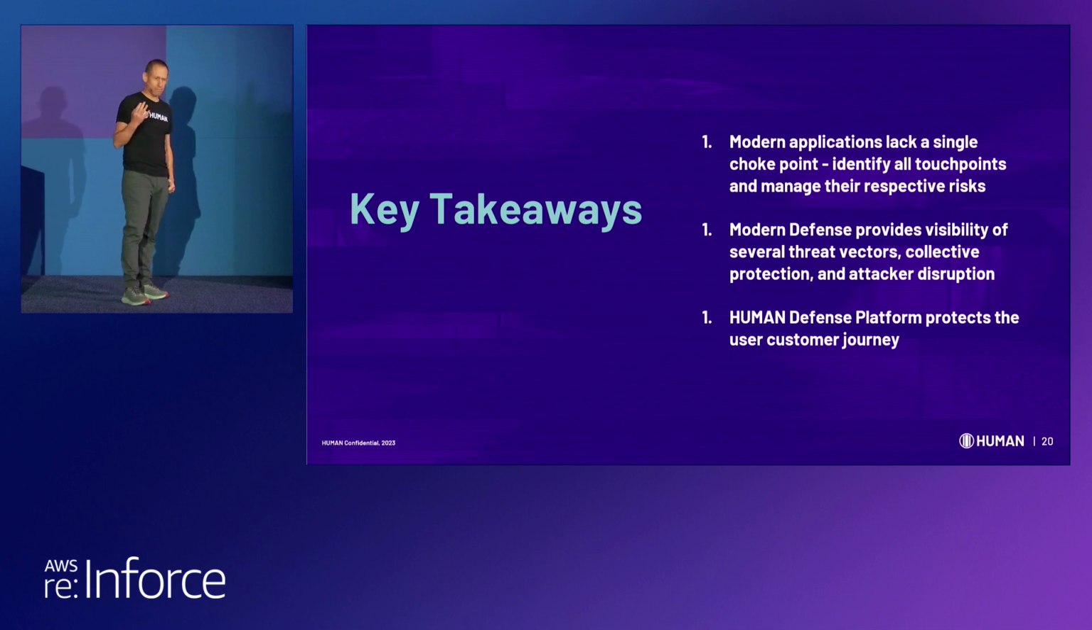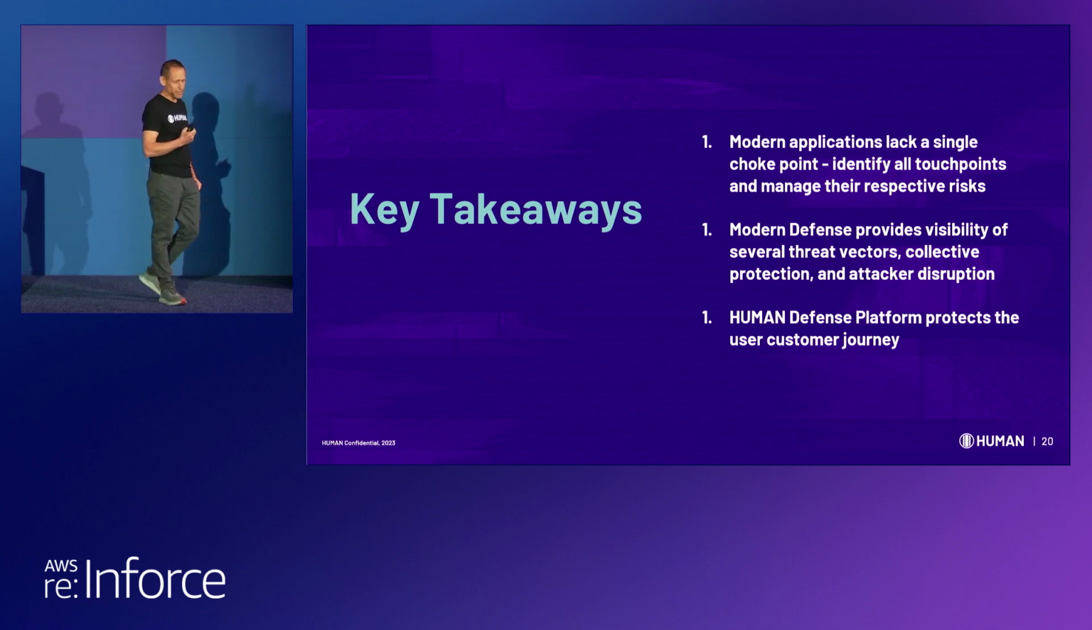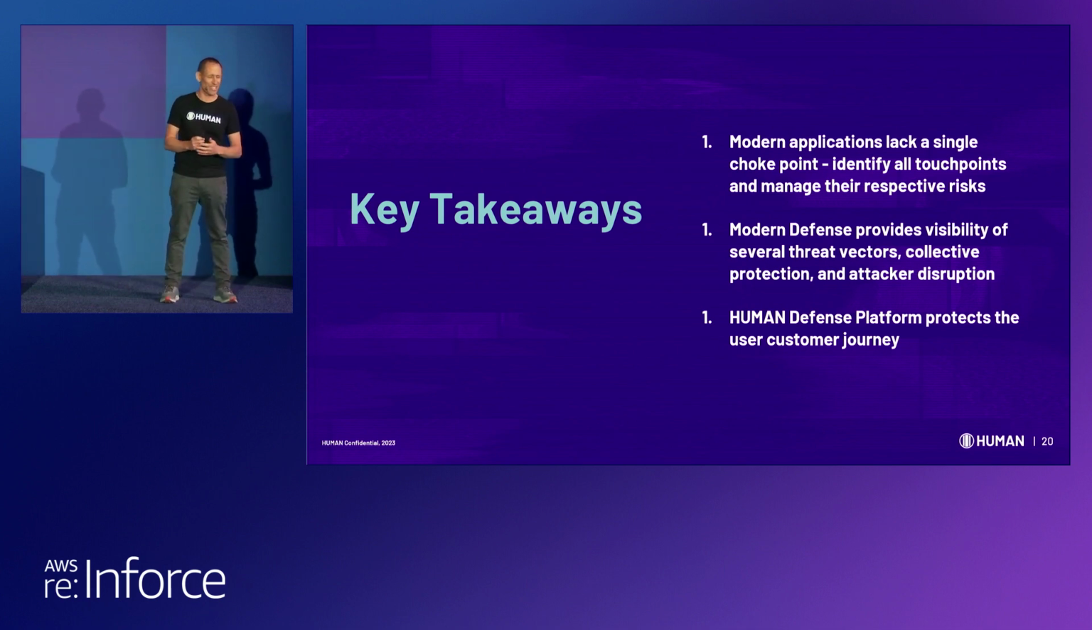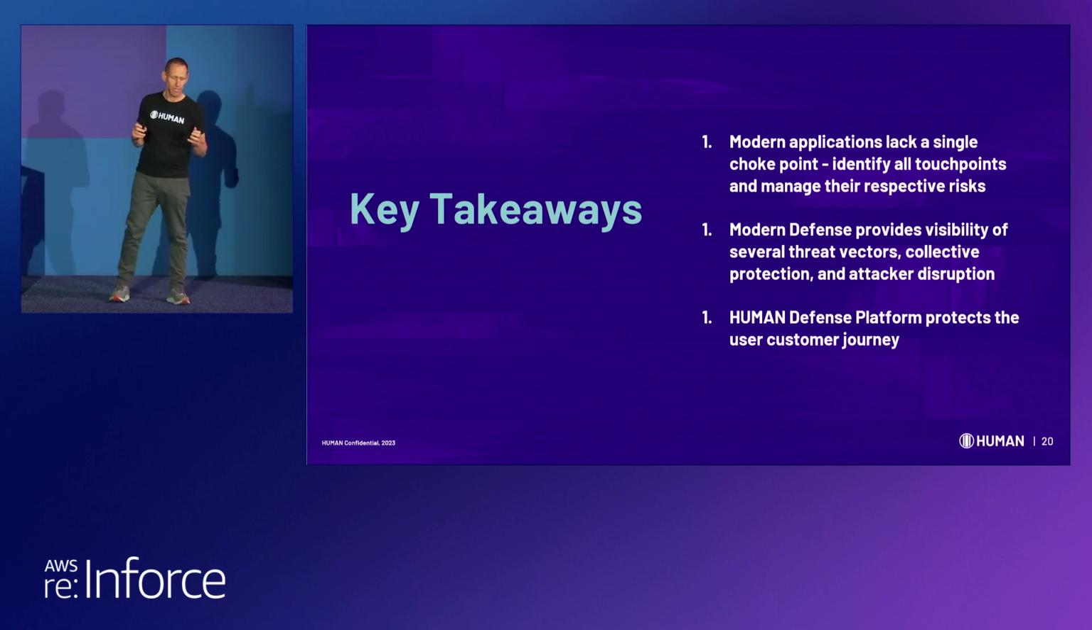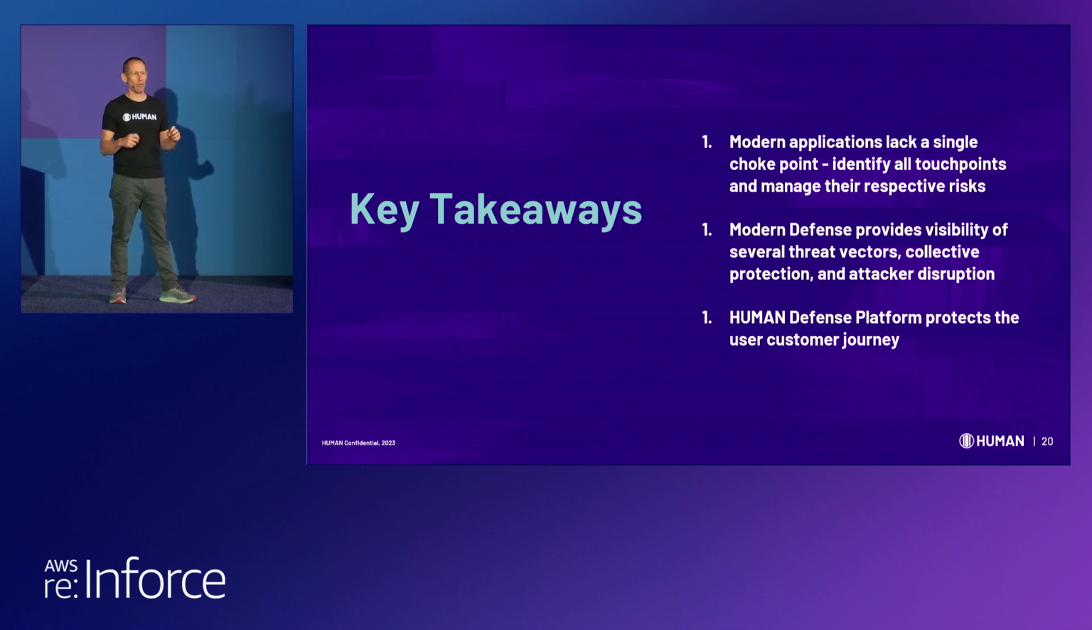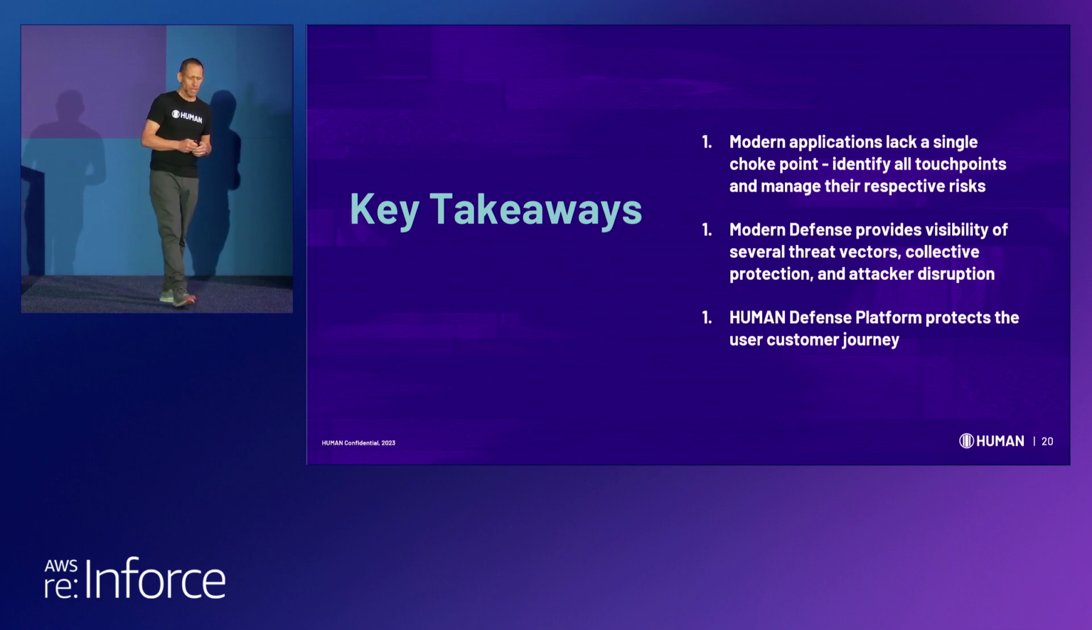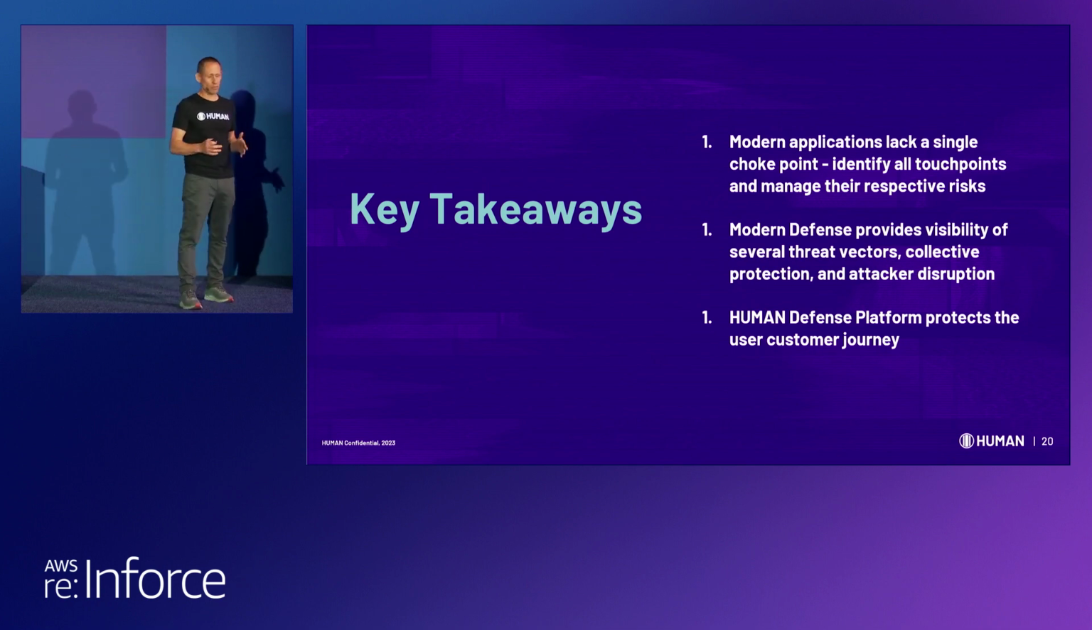And with that, just to summarize some of the key takeaways of this very lightning talk, right, modern applications don't have that single choke point, right? Because they're so codependent, there are a lot of different places where you can be impacted or your users could be impacted. And so it's important to be able to identify and know what you have and then manage whatever risks they introduce.